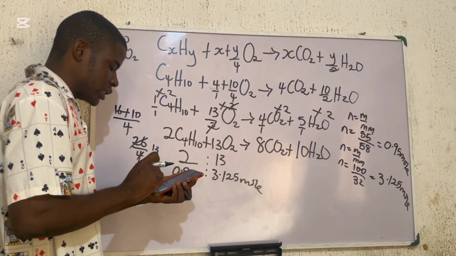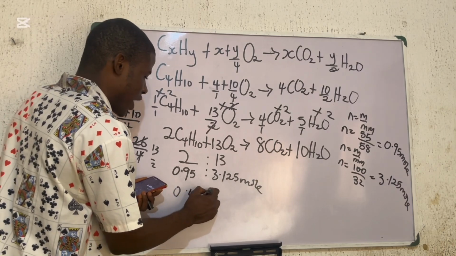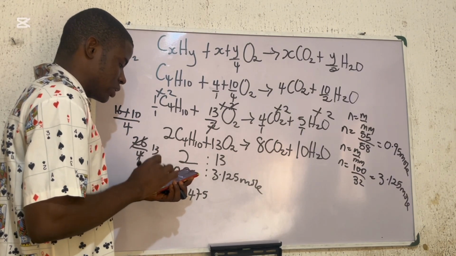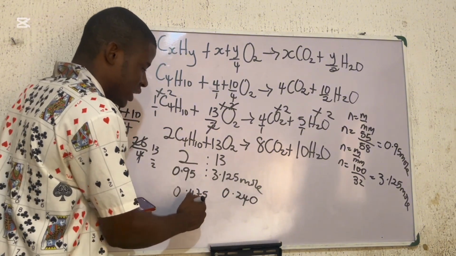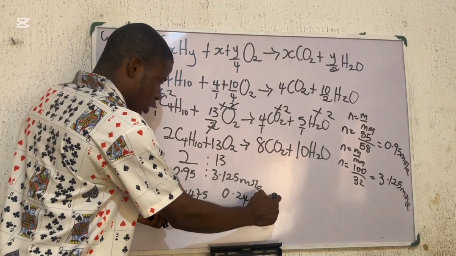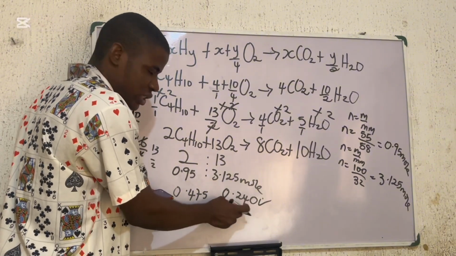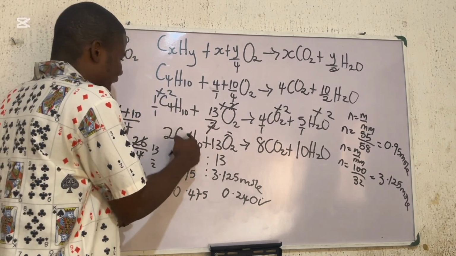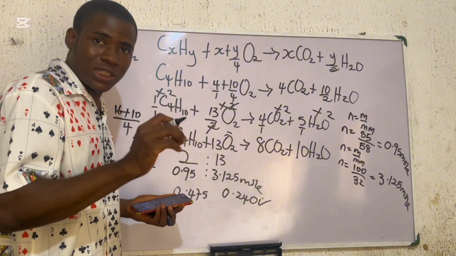Let's be fast. 0.95 divided by 2 gives me 0.475, right? Then I have 3.125 divided by 13, giving me 0.240. Now, which one has the least quantity per coefficient ratio? It is oxygen, right? This is the least. Compare them. Which one is the least? This one. Therefore, oxygen is the limiting reagent and butane is the one in excess. And that's the answer. Do you understand?